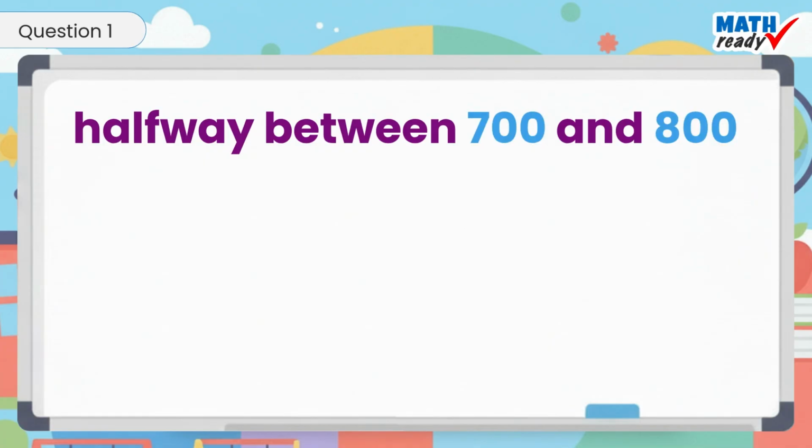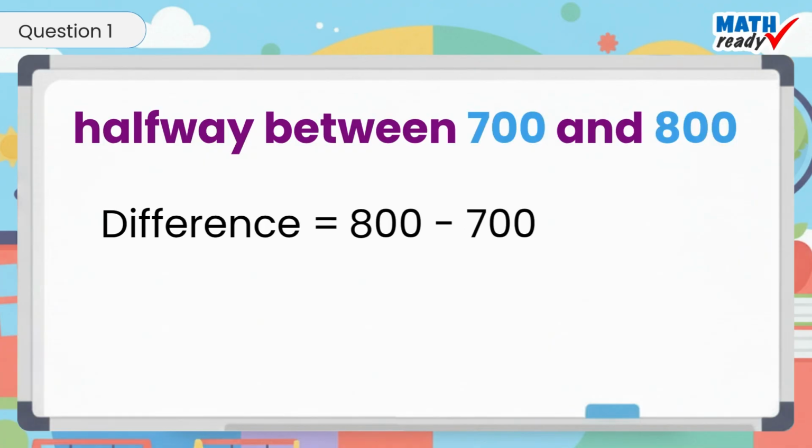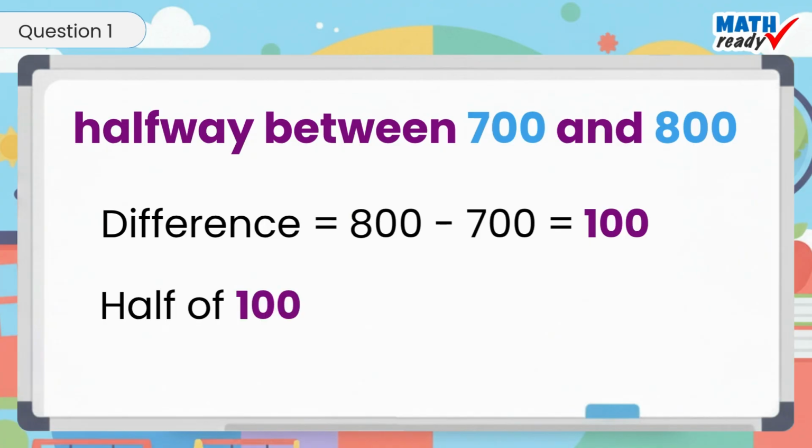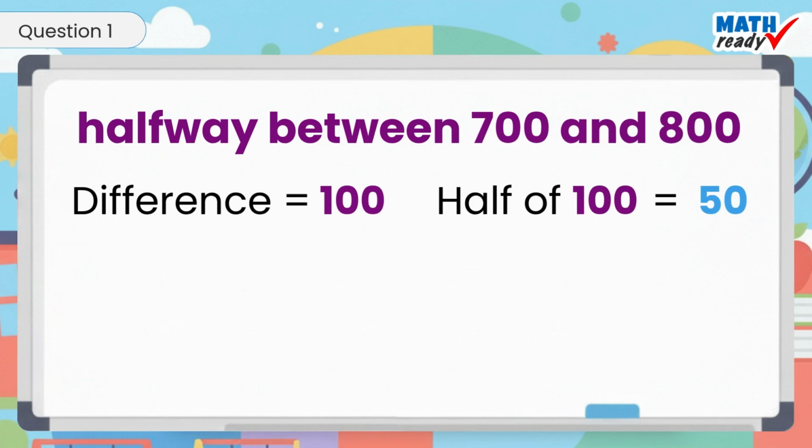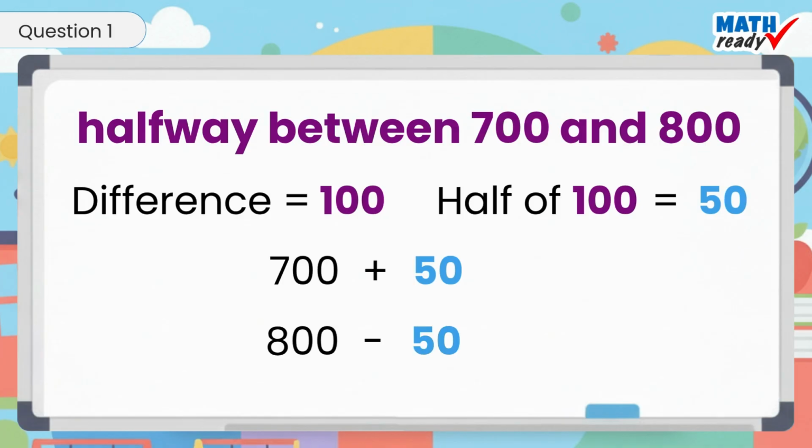First, look at the two numbers. We know that 700 and 800 are 100 apart. Half of 100 is 50. To find the number that is halfway between 700 and 800, we would either add 50 to 700 or subtract 50 from 800. Both of these will give us the same answer.